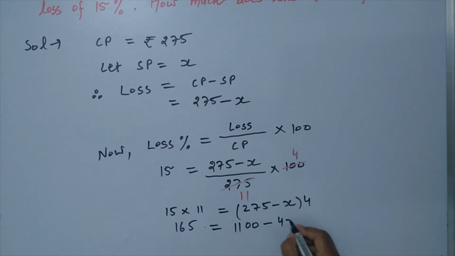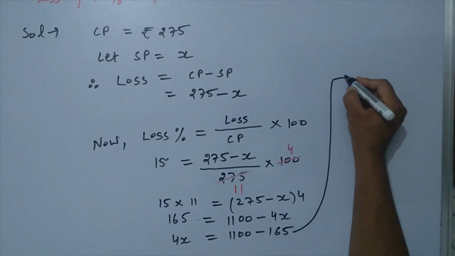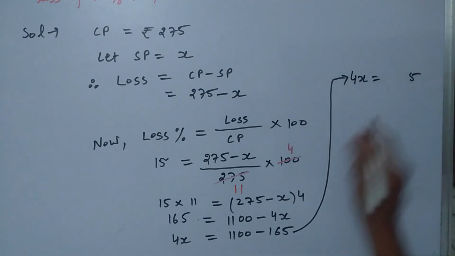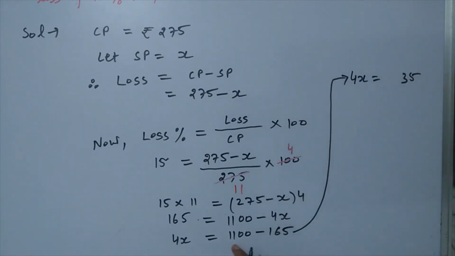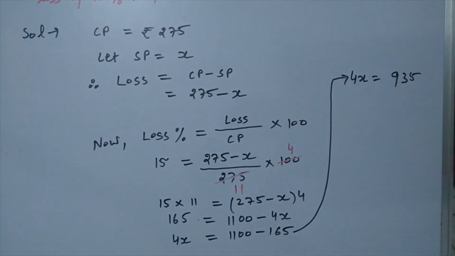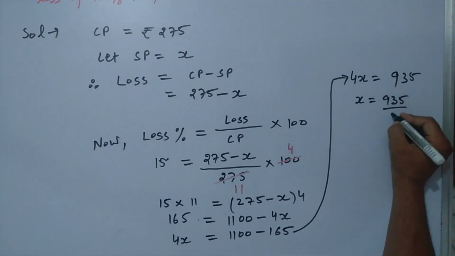1100 minus 4x. This means 4x is equal to 1100 minus 165. Right? So here we calculate now. 4x is equal to 935. This way we have x is equal to 935 divided by 4.